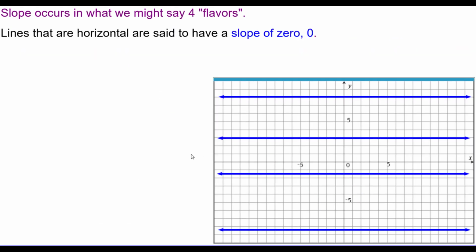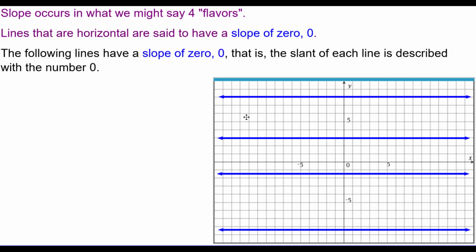Lines that are horizontal are said to have a slope of 0, the number 0. These lines have a slope of 0. The slant of each line is described with the number 0, meaning it's horizontal.